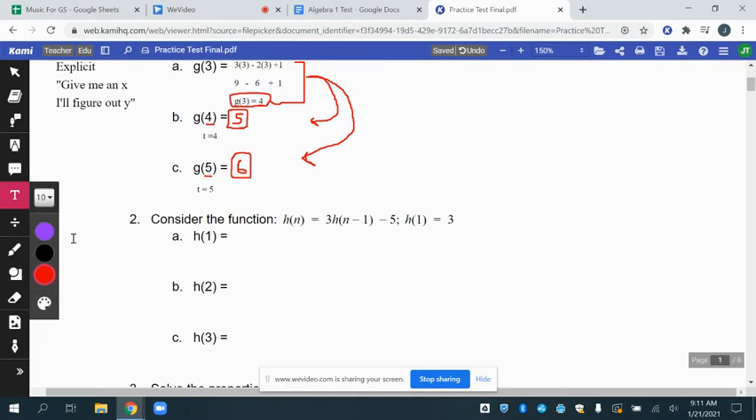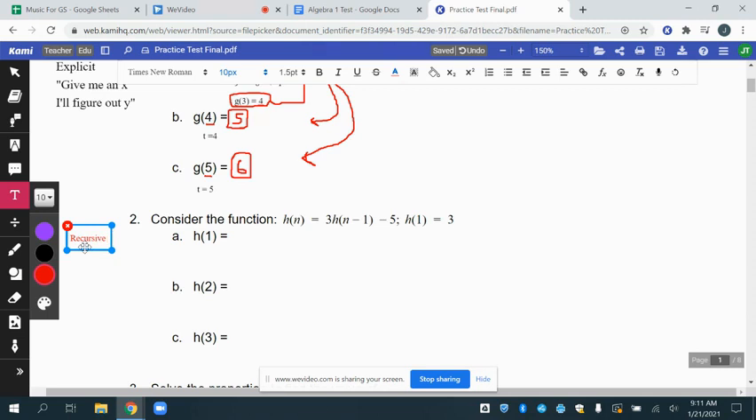The second one we have is called a recursive formula. In a recursive formula, it's not you give me x, I find y. It is give me the first number and I will find the next one.